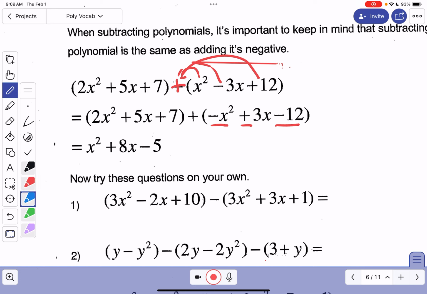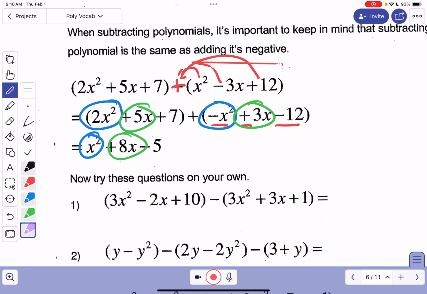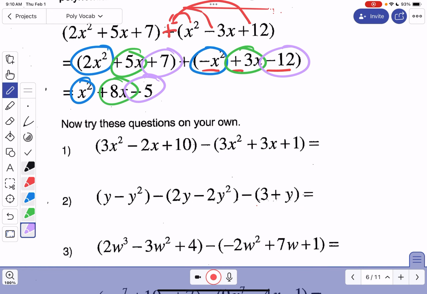And now you do the same thing we did before. 2x plus negative x is 1x. 5x plus 3x is 8x. 7 plus negative 12 is negative 5. Now, you don't have to switch it. You can just subtract terms.